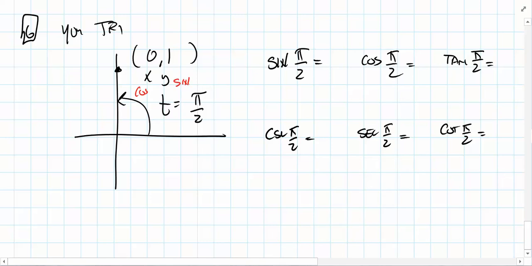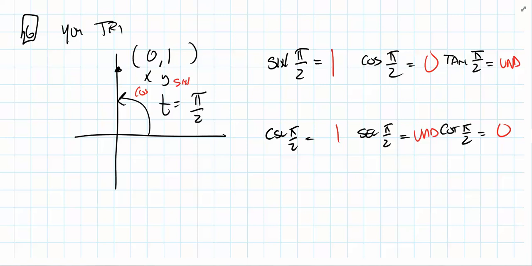And there are 2 of these that are going to be undefined. See if you can identify them in your groups. Okay. 1, 0, undefined. 0, undefined. 1 going backwards. Check your answers really quick.